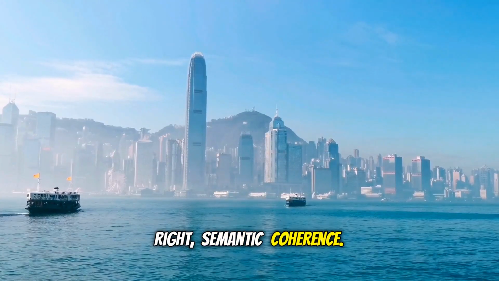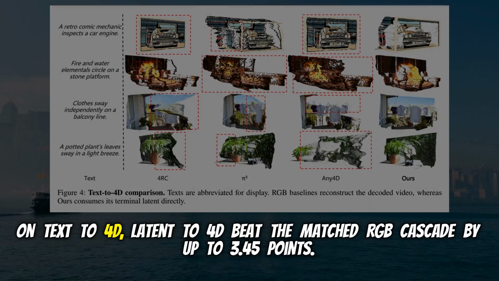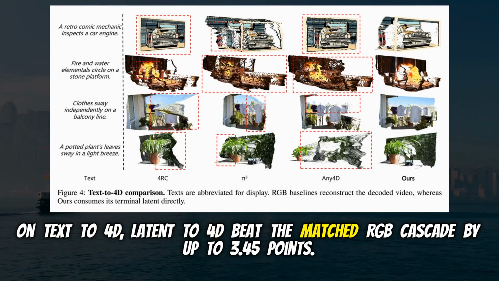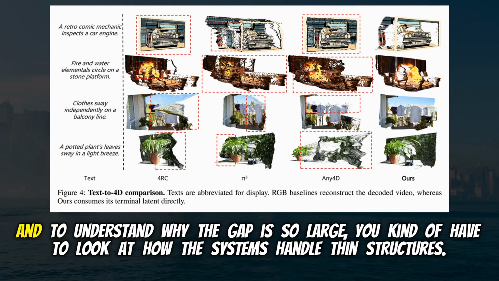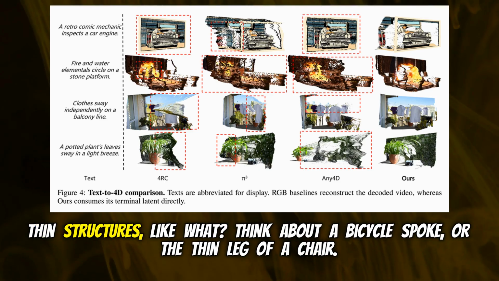Right, semantic coherence. On text-to-4D, Latent-To-4D beat the matched RGB cascade by up to 3.45 points. And on image-to-4D, it won by a massive 5.81 points. And to understand why the gap is so large, you kind of have to look at how the systems handle thin structures. Thin structures, like what?